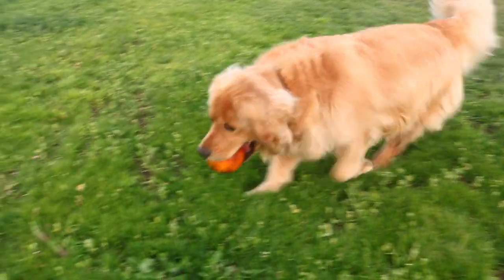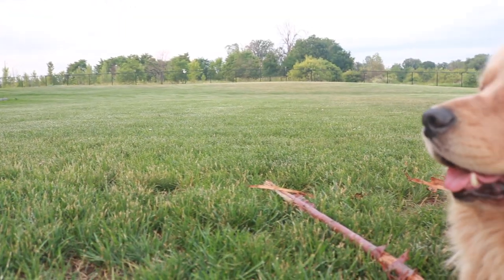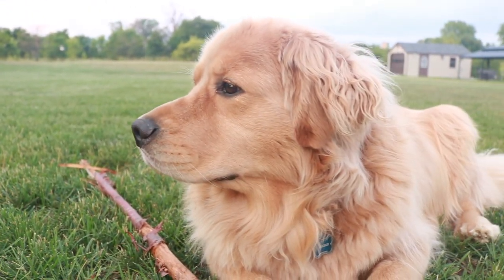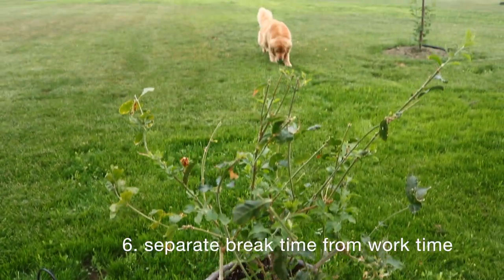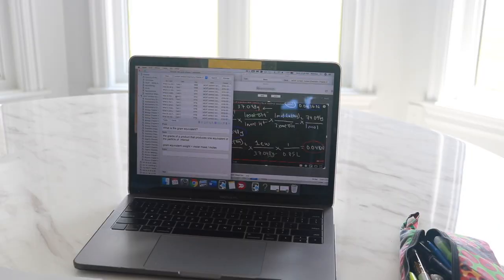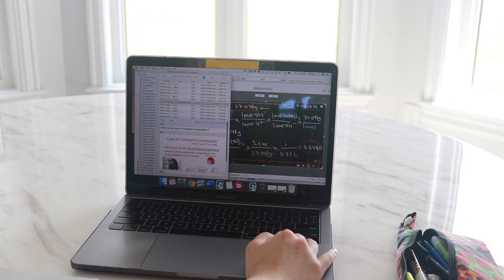Around 7 p.m., I get dinner with my family, and then I take another break. During this break, I walk my dog and do things completely unrelated to studying. My friend Kevin gave me this tip, which was to separate breaks from work time. After that, I'll probably study for another hour or so before I take the night off.